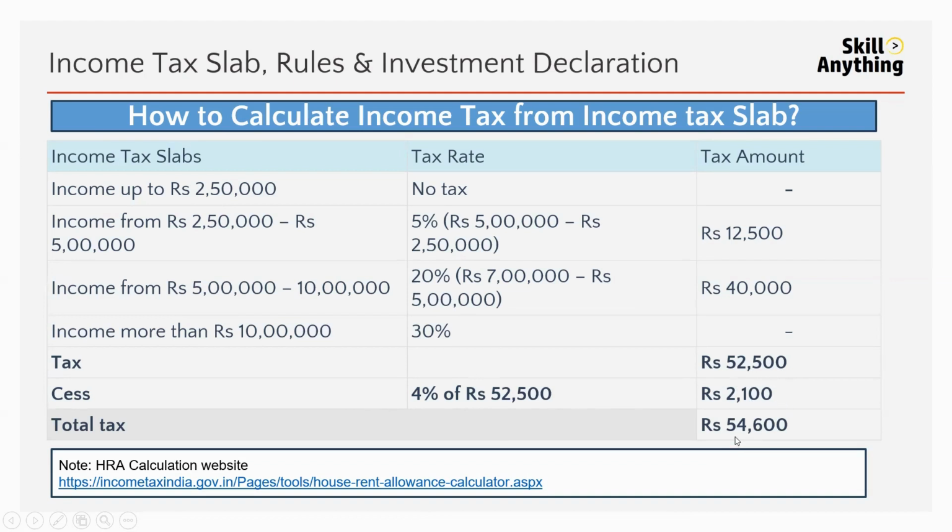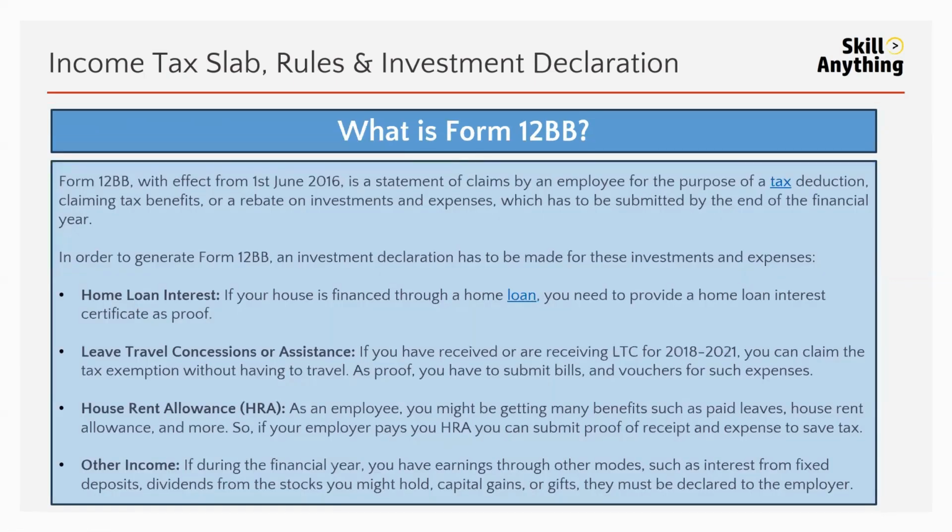Adding 52,500 plus 2,100, it will be 54,600. What is Form 12B?